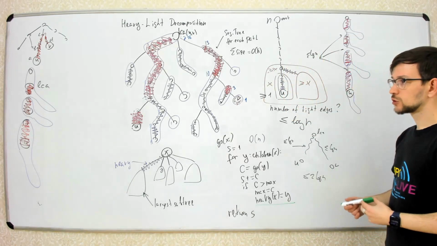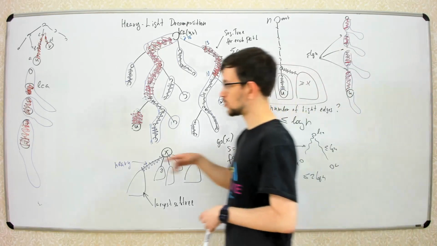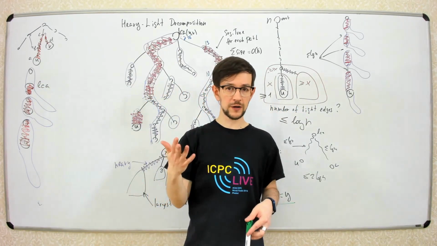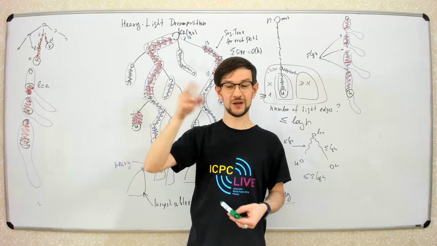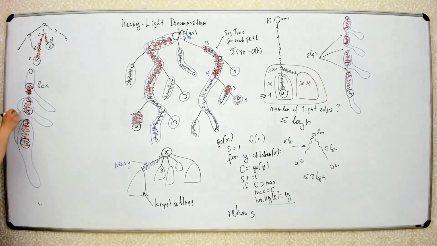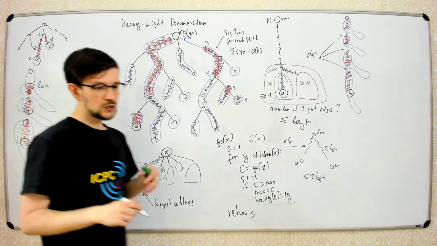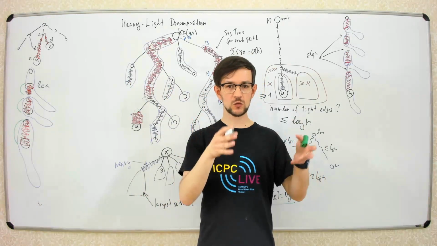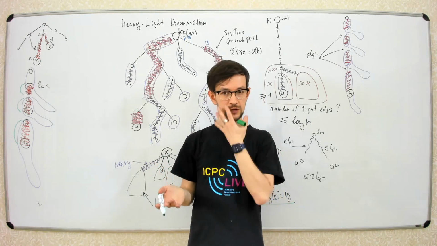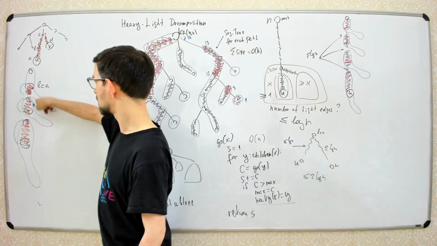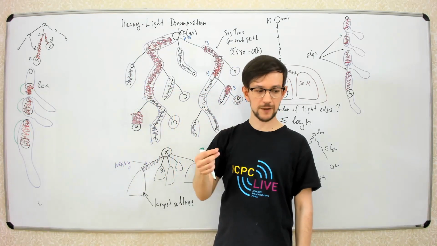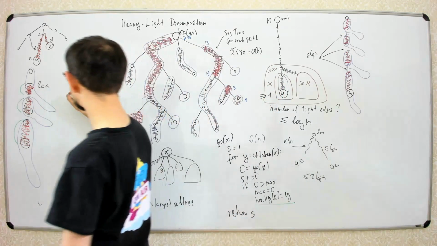Let's see. So what is the total time complexity? We start from node U and go to LCA. On this way, we will visit up to log n different heavy paths. So on each heavy path, we need to make these requests. Each of these requests is just a request to the segment tree. A request to the segment tree costs you log n time, right? So each of these requests costs you log n time. So we need to make up to log n requests. Each request costs you log n time. So total time complexity will be log squared.